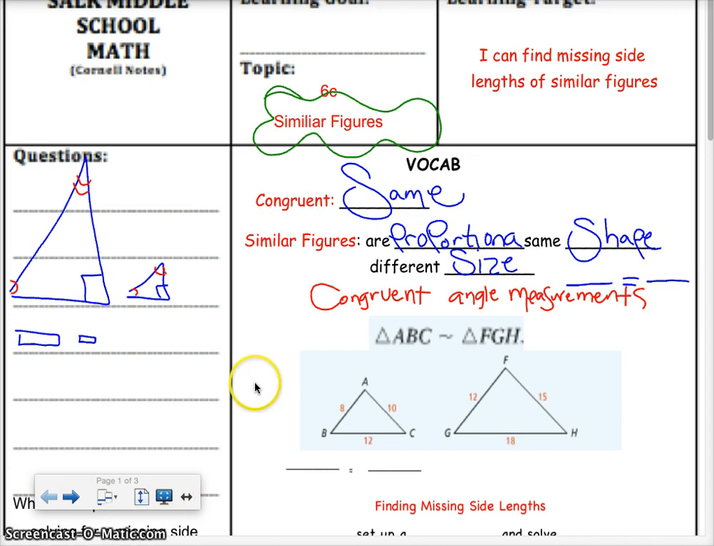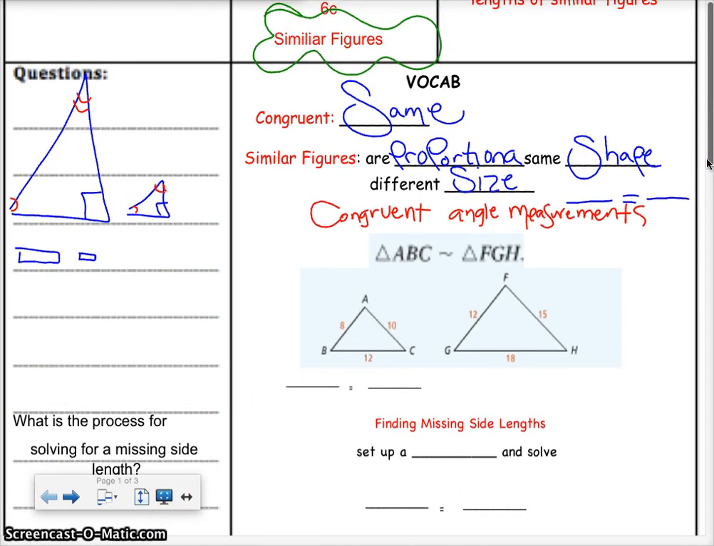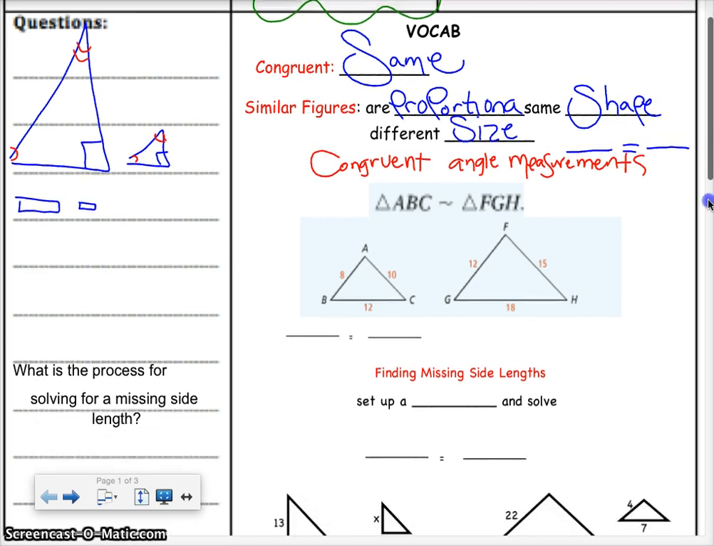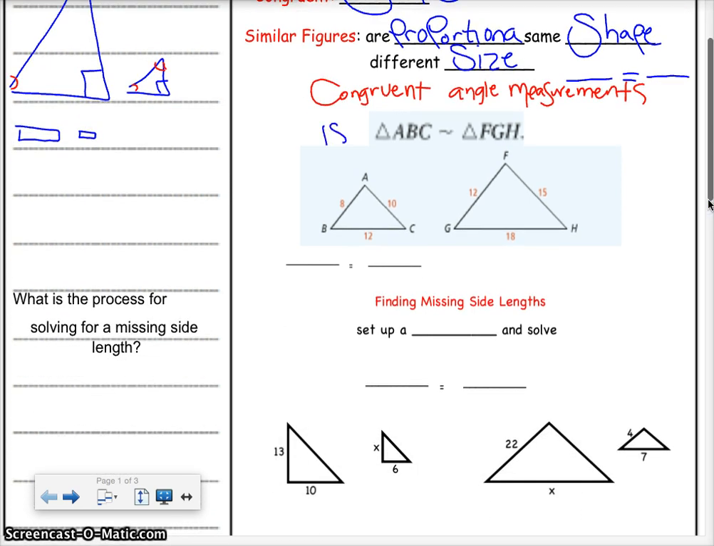Now, let's move on to proving that a triangle or triangles are similar. So I want to know in this first one, is triangle ABC similar to triangle FGH? Or you tell me the answer. What's the answer? Yes. But I want to know the process, though, please. That's what I really want to know.